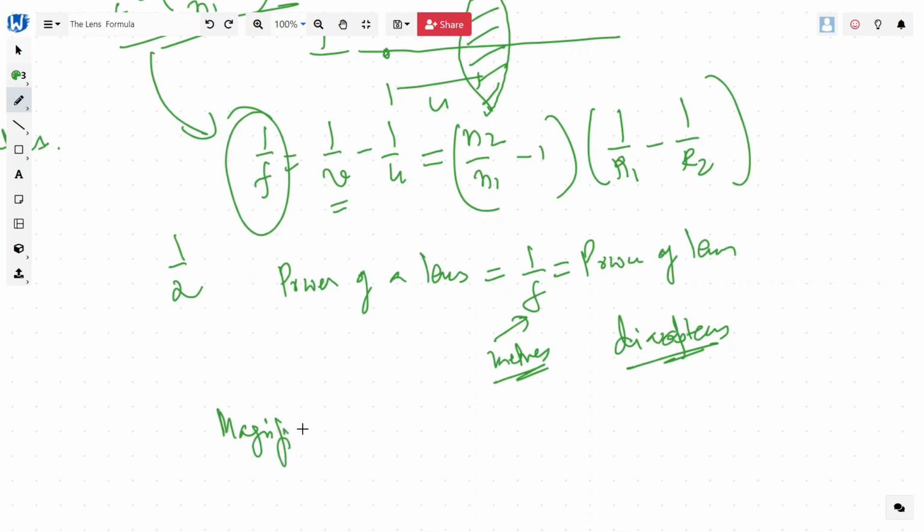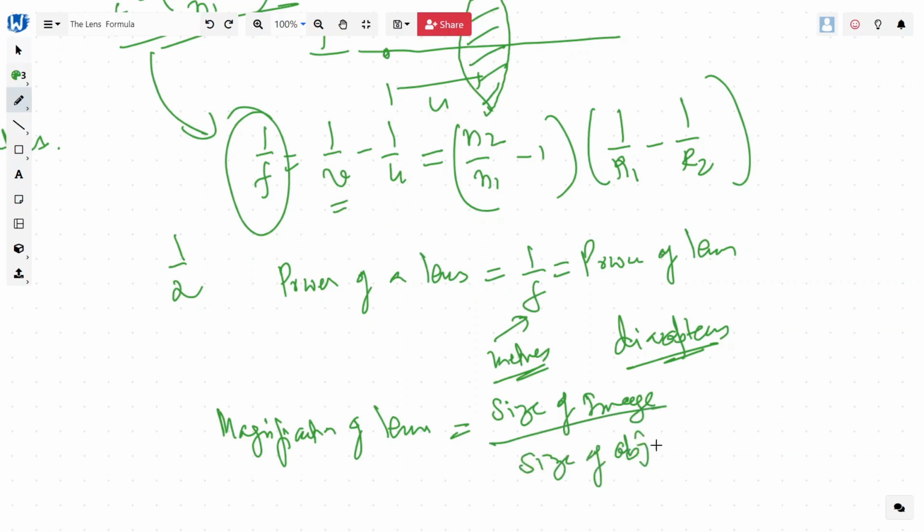So we can use all that, and then we also said that the magnification of a lens is nothing but the size of the image divided by the size of the object, which is h2 by h1. And this is also equal to v by u with the right sign convention, right?